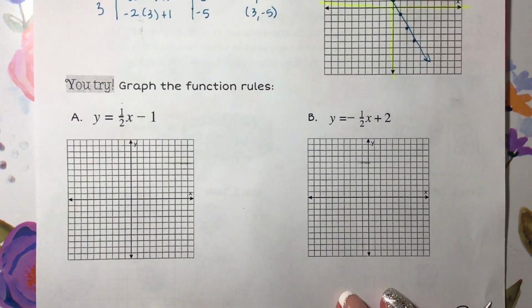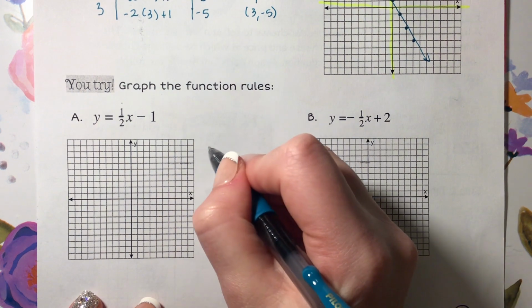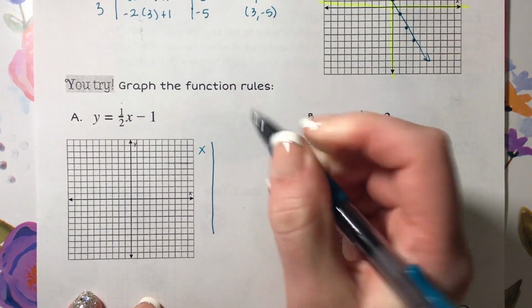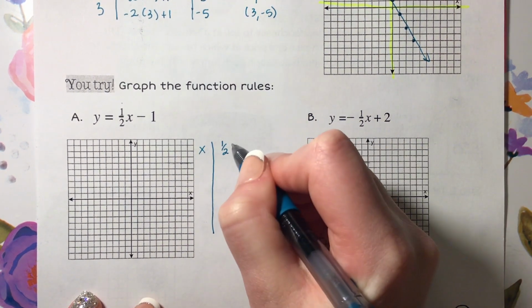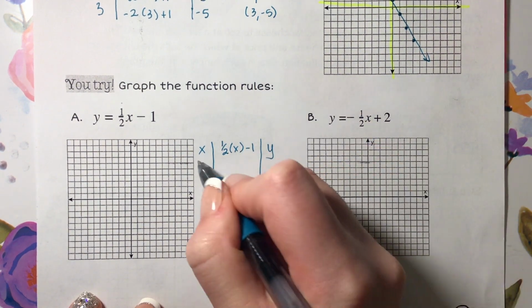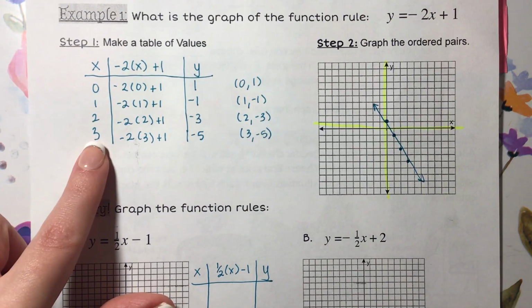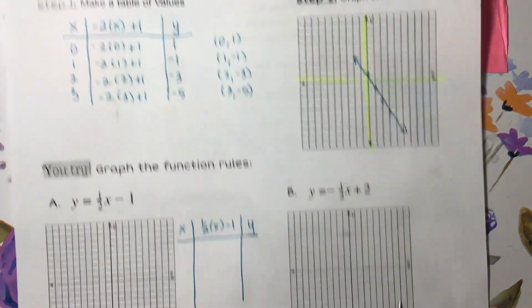So we're doing that same exact thing with these two guys down here. So we're going to set up our table first. So I have x, then my function rule is 1/2 x minus 1, and then y. Now, remember what I said up here at top. Choose numbers that are going to be easy for you to solve for.